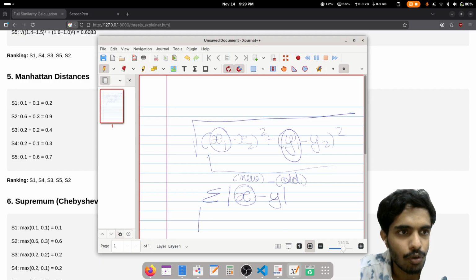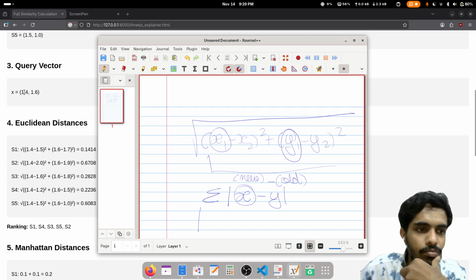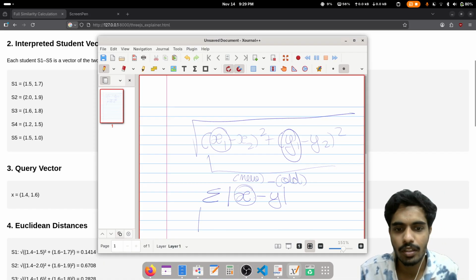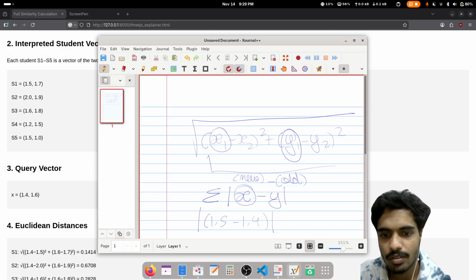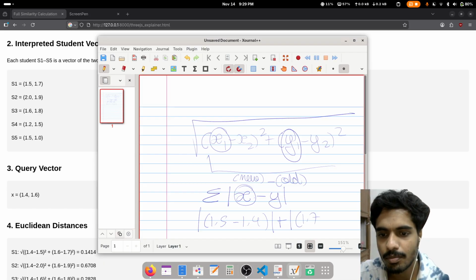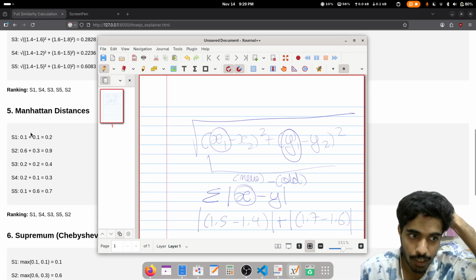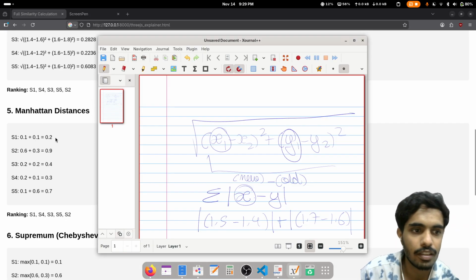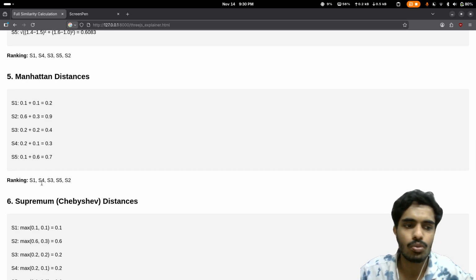For example, if we take S1, it will be the modulus of 1.5 minus 1.4 plus the modulus of 1.7 minus 1.6. Solving further, it will be 0.1 plus 0.1, and we get an initial value. We solve this for all 5 students and eventually get those values. Here again we come to the conclusion that S1 is much closer to X, right?